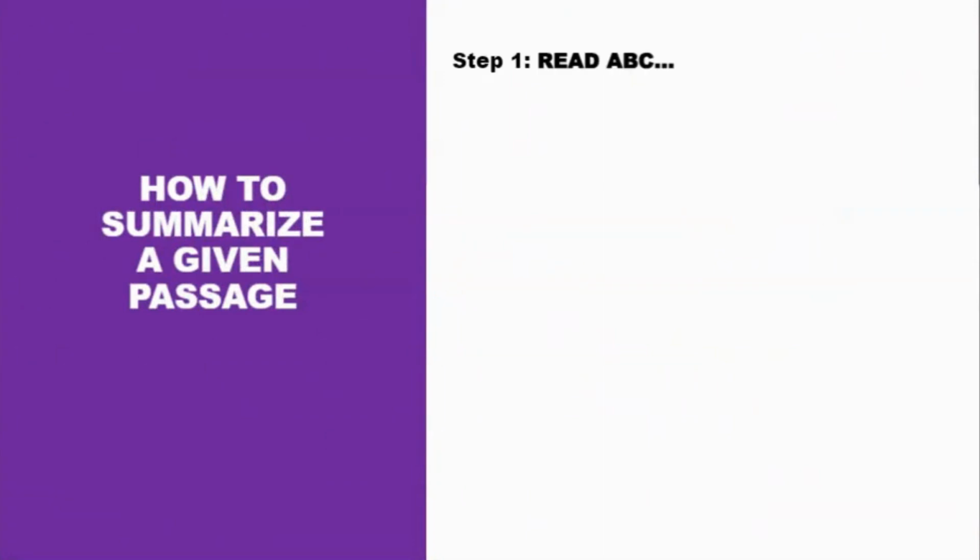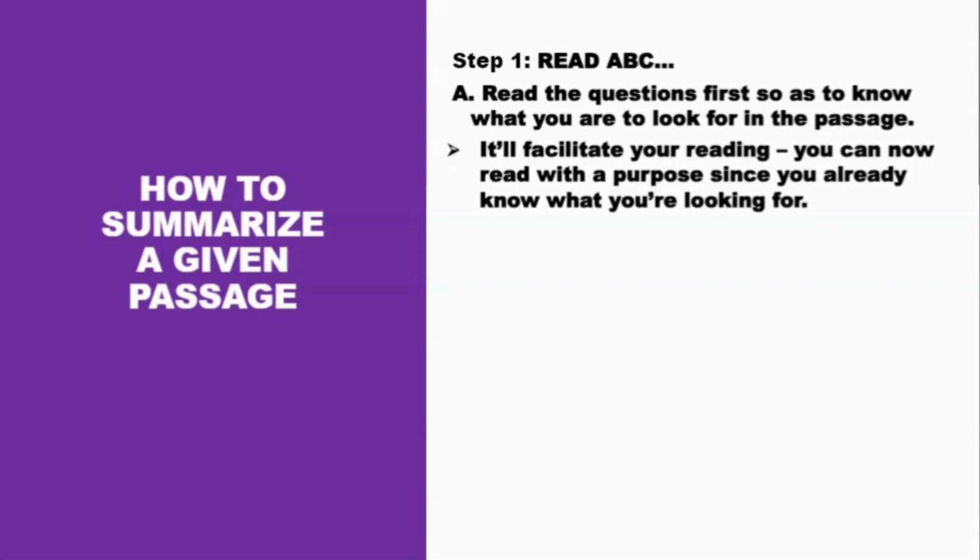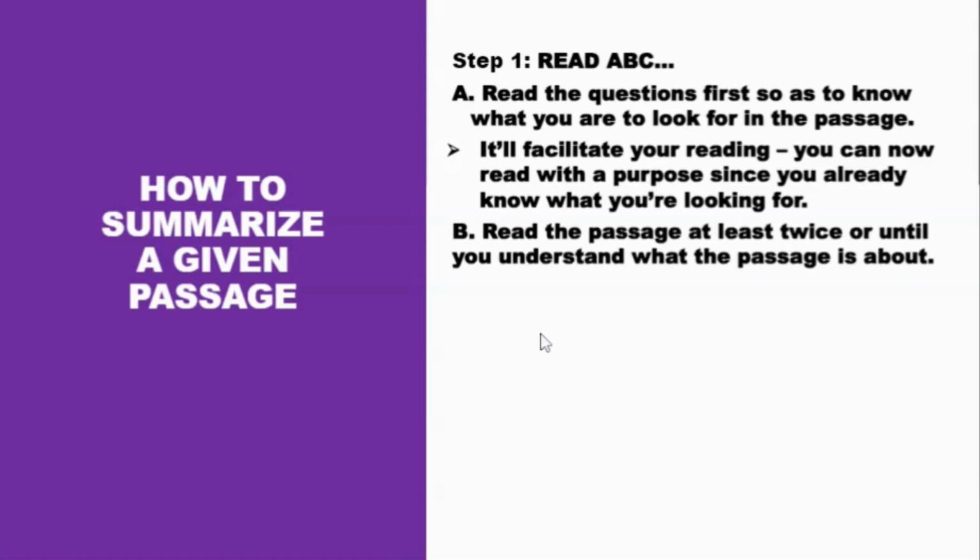Step 1, read ABC. A, read the questions first so as to know what you are to look for in the passage. That's the first thing you need to do, and this will facilitate your reading. You can now read with a purpose since you already know what you are looking for. That's exactly what it is meant to achieve. When you read the questions first, it facilitates your reading, it increases your reading speed.